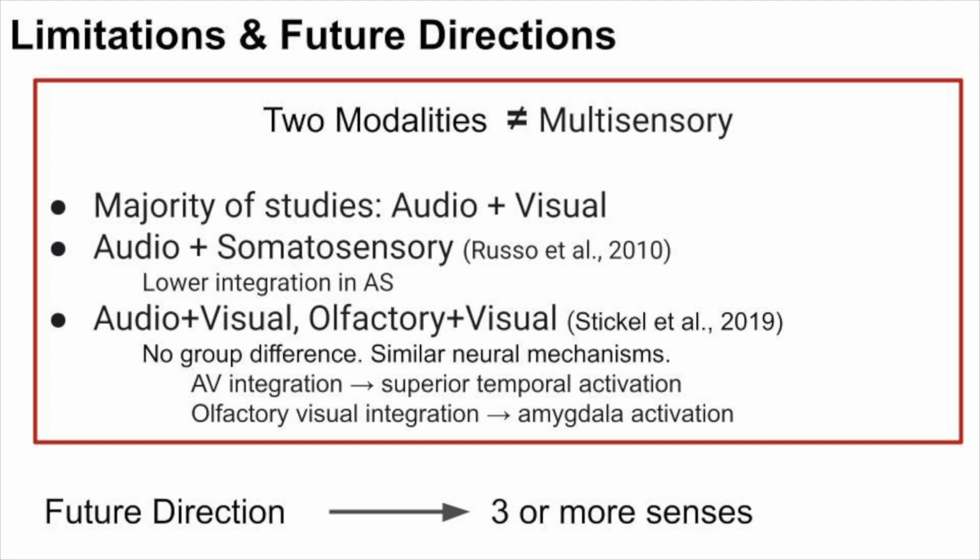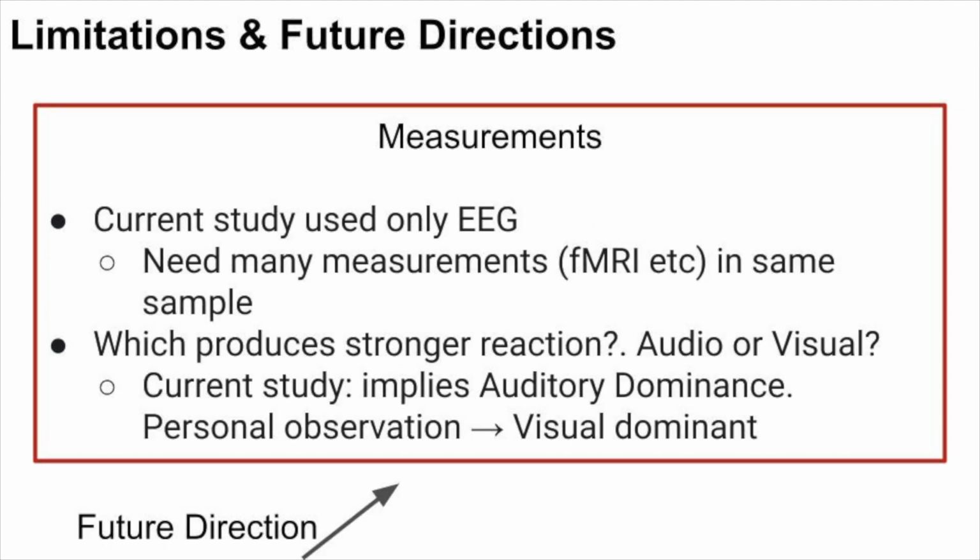The skin, for one, is the largest sensory organ in the body. EEG is just one measure. We need to investigate with many measures on the same samples. Also, this study seems to imply a dominance of auditory, though my personal experience has been that visual is dominant. Of course, my case will not represent all autistics on the spectrum.